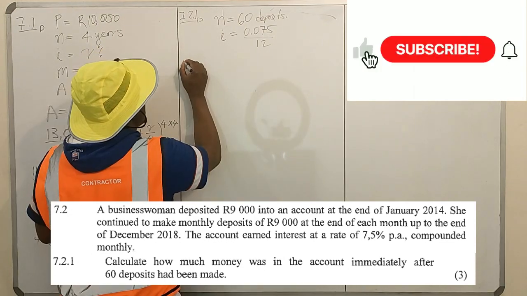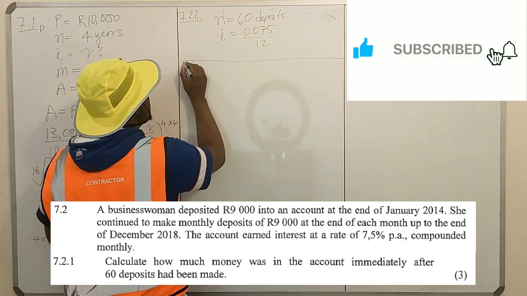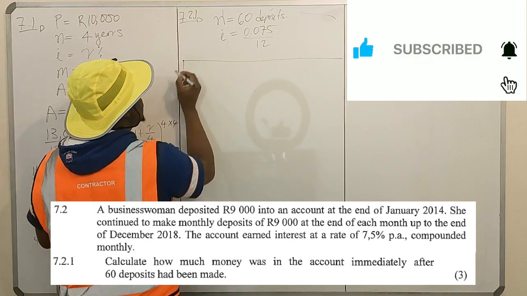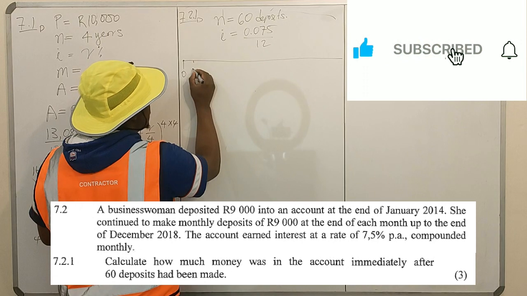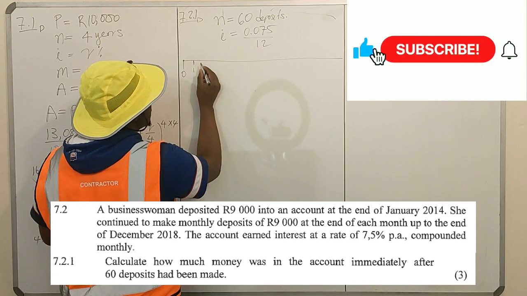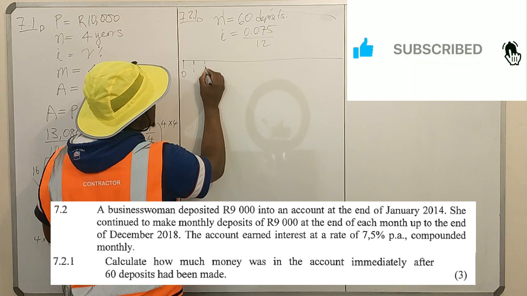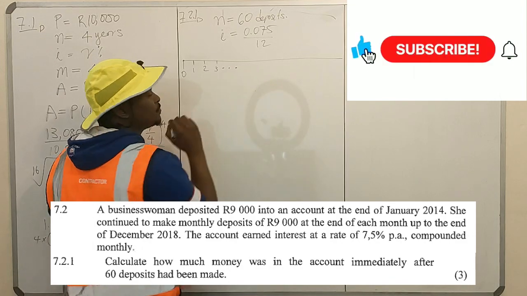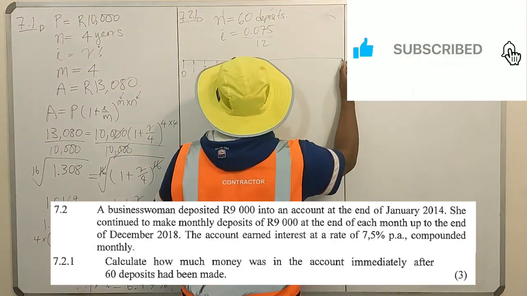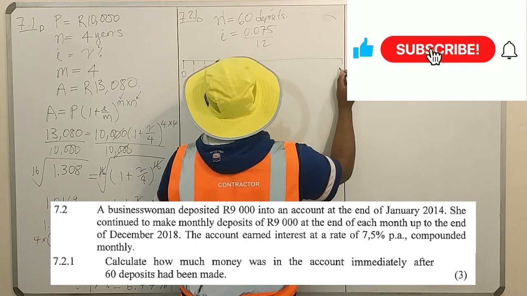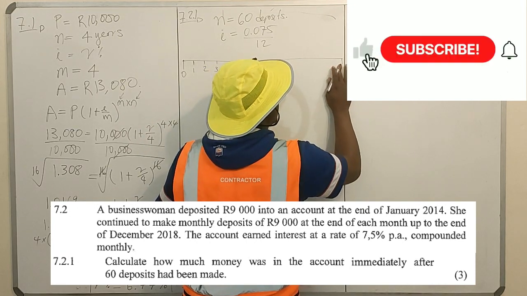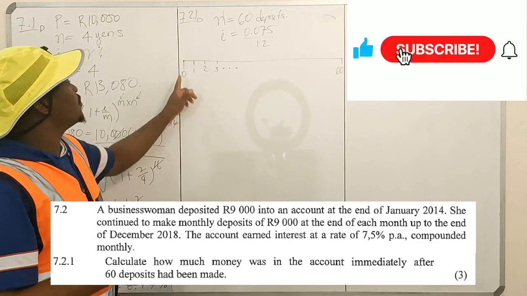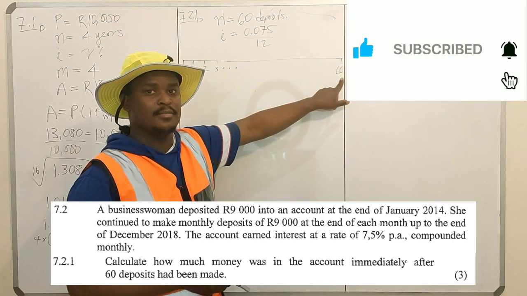Okay. I'll draw a number line. Here's a number line. This is the beginning of January 2014. This one here is the end of the first month. This is the end of the second month. End of the third month. And this continues. So the 60th deposit is made here at the end of the 60th month. So the deposits continued up until the end of the 60th month.